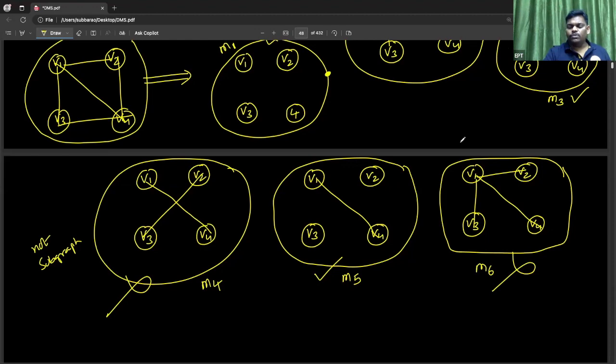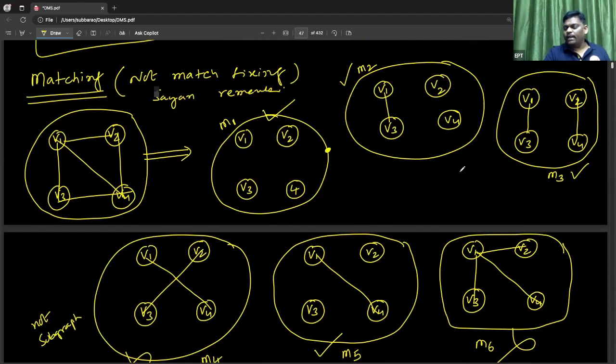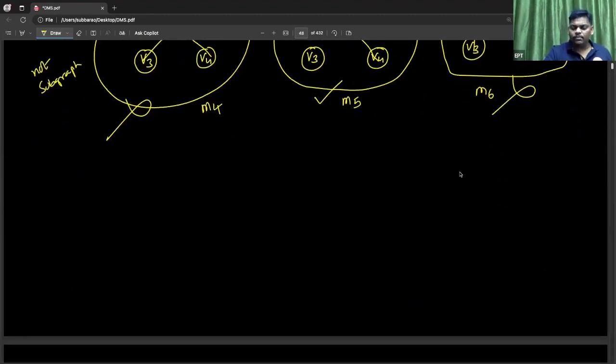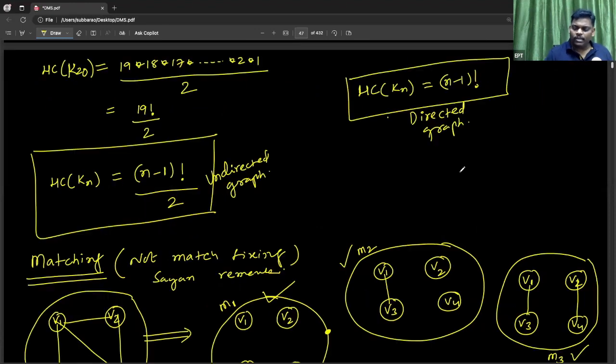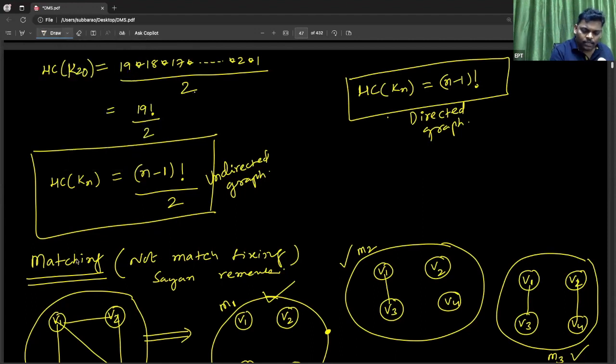So remember, for the given graph, so many matchings are possible, as I have written. Maybe some more also exist. For the given graph, these many matchings. So now say the definition. What is the definition of matching? If you want, you can write the definition here itself. Say the definition, I will write.